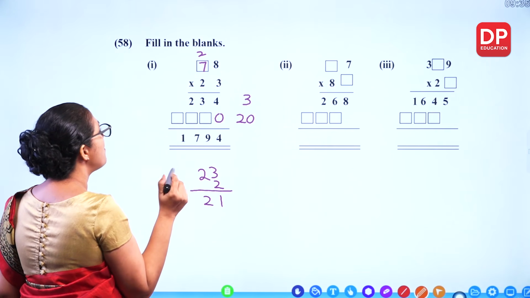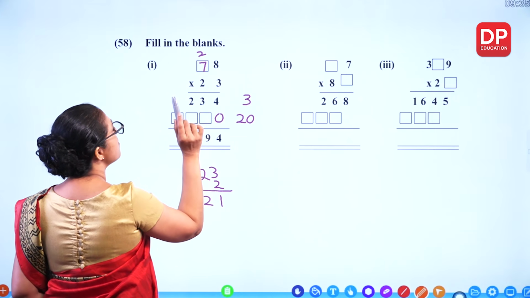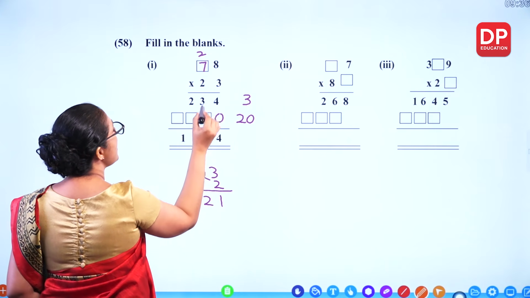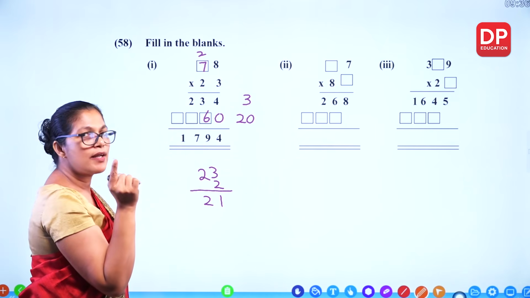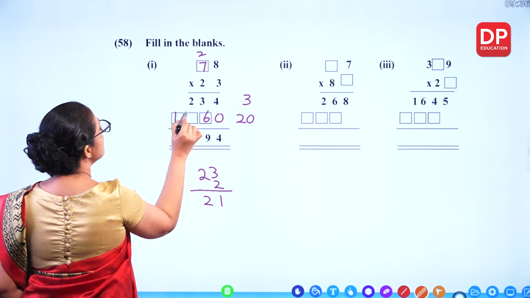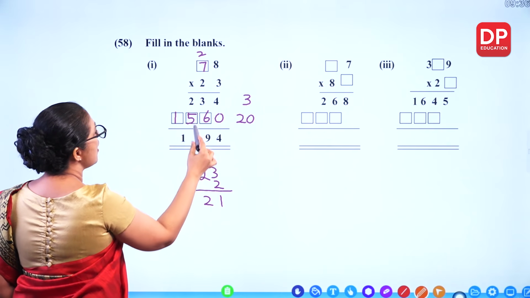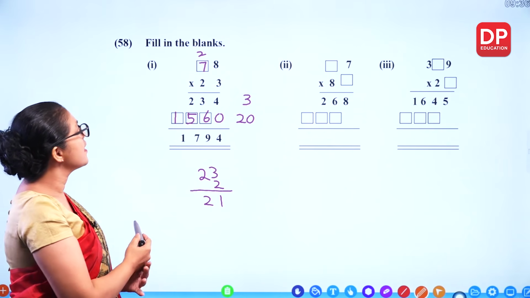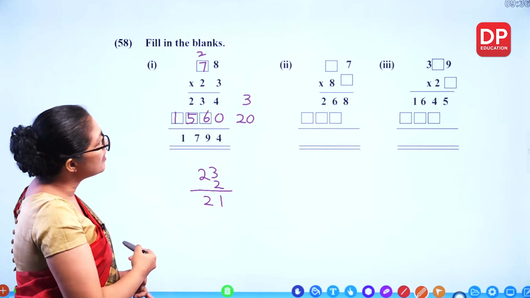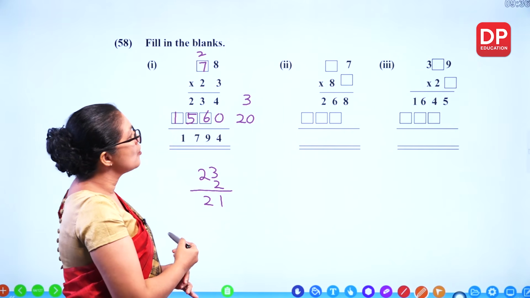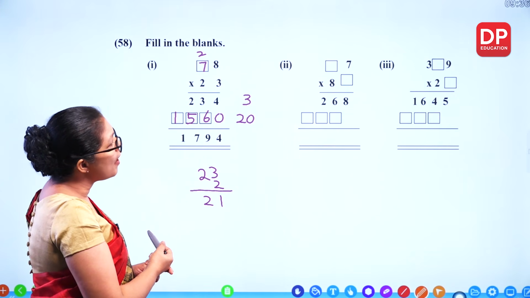Now you have the number, you can multiply by 20. Put 0 and multiply by 2. 2 times 8, 16, 1 remaining. 2 times 7, 14 plus 1, 15. Now see the addition is correct. 5 plus 2, 7. So that's correct. So that should be 7 there. This one, you are getting 268. So 2 numbers are missing.